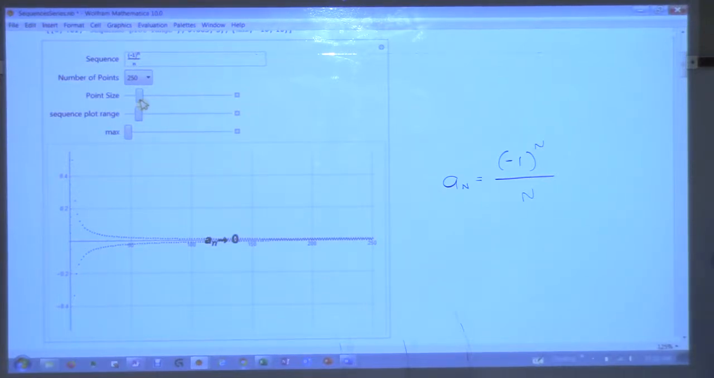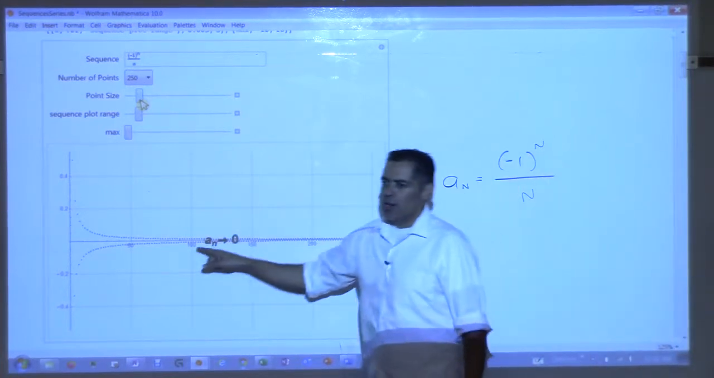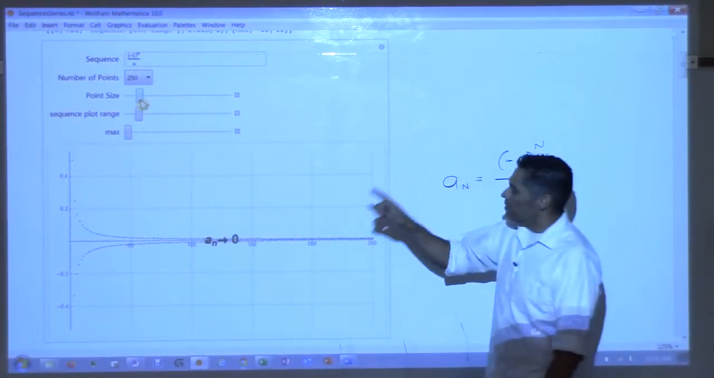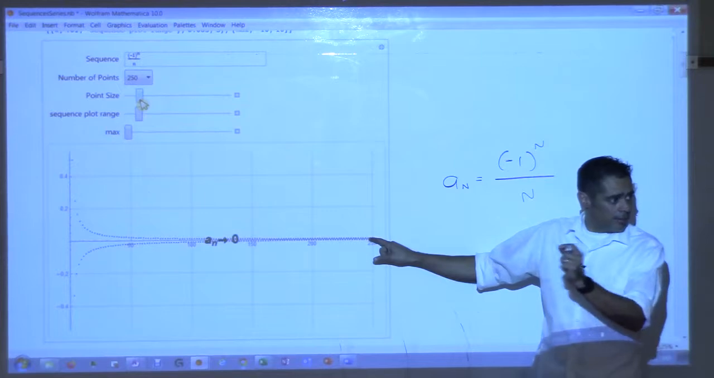So when we talk about the limit of a sequence, we're talking about what the values are approaching, right? Just like a function.